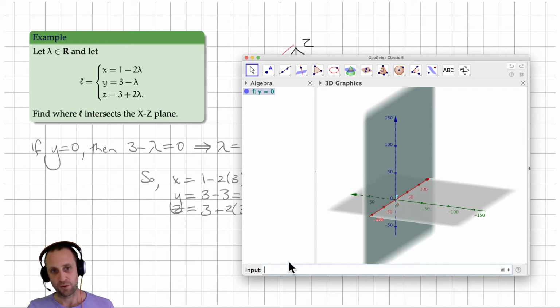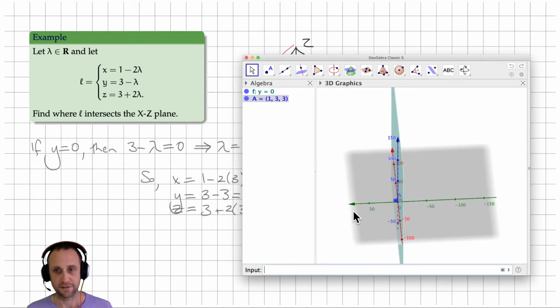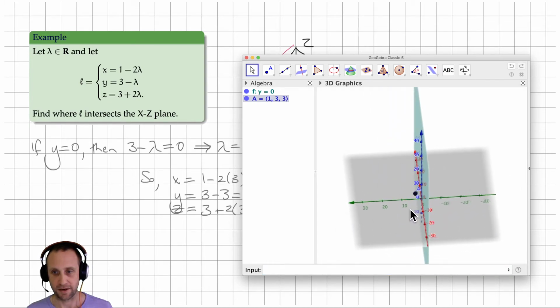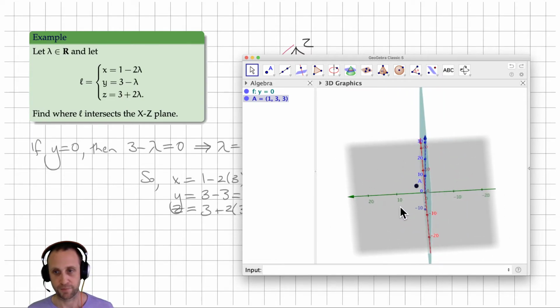Now, it might be a good idea to put in the line first. So how are we going to do that? Well, we need a point. Let's call that point A, and it's going to have coordinates 1, 3, 3. Now, what's the deal with that point A? I'm zoomed quite a bit out there, aren't I? It's not actually sitting on the plane, because it can't be, since it's got a y value which isn't 0. But anyway, that's the point that we get when we set lambda equal to 0 for each of these. So that's going to be important.